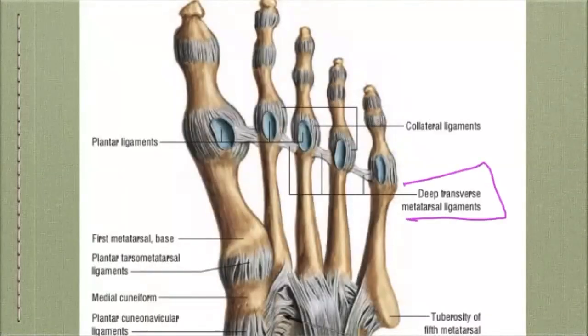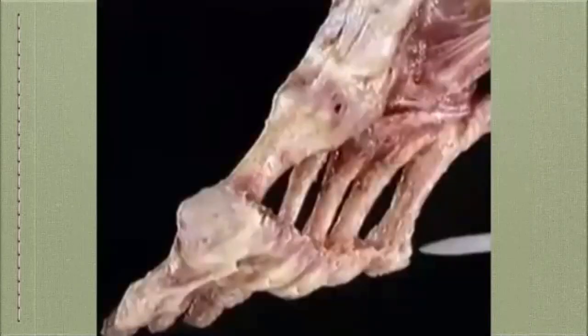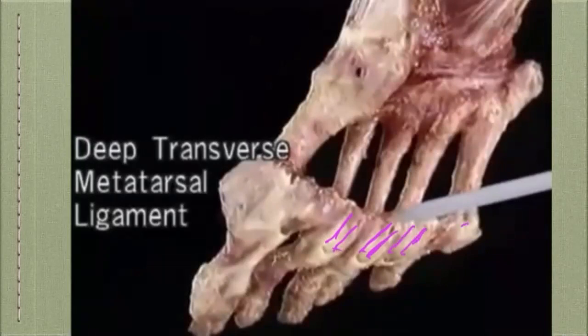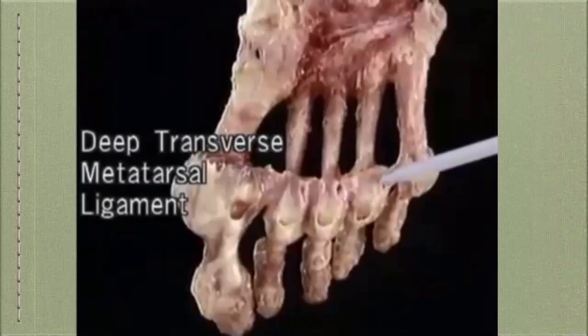This is the deep metatarsal ligament. All of these adjoin the plantar ligaments, right? You see, this is the deep transverse metatarsal ligament, all of them uniting the plantar ligaments. This is the plantar ligament, thickening of the capsule. All of them are united. Okay, appreciate that.